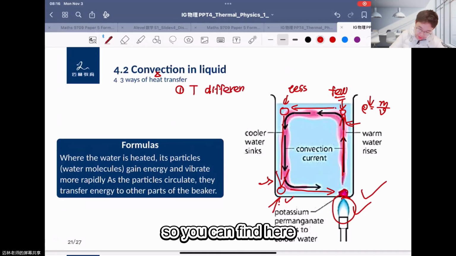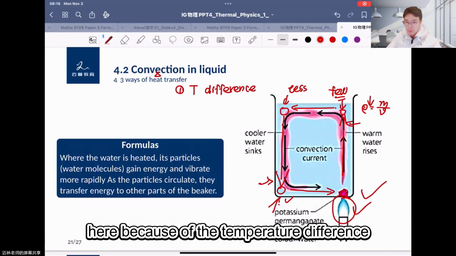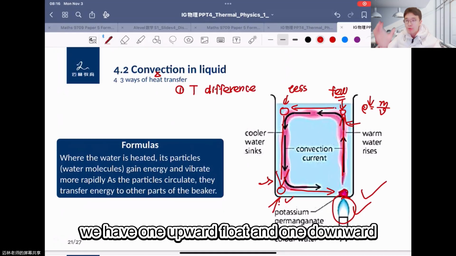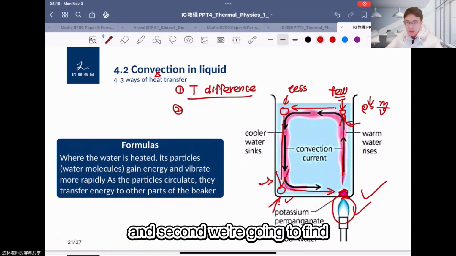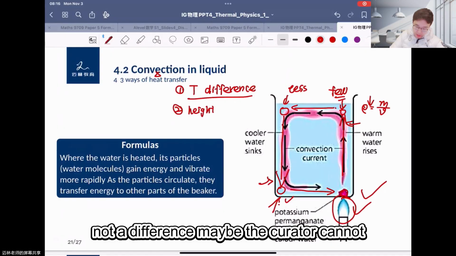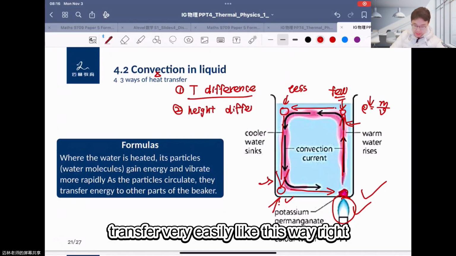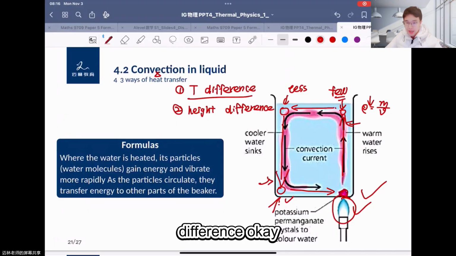So you can find here on the left and on the right, because of the temperature difference, we have one upward flow and one downward current, right? So this is for temperature difference, okay? And second, there must be a height difference, right? If there's no height difference, maybe the current cannot transfer very easily this way, right? So this is about temperature difference and height difference, okay?